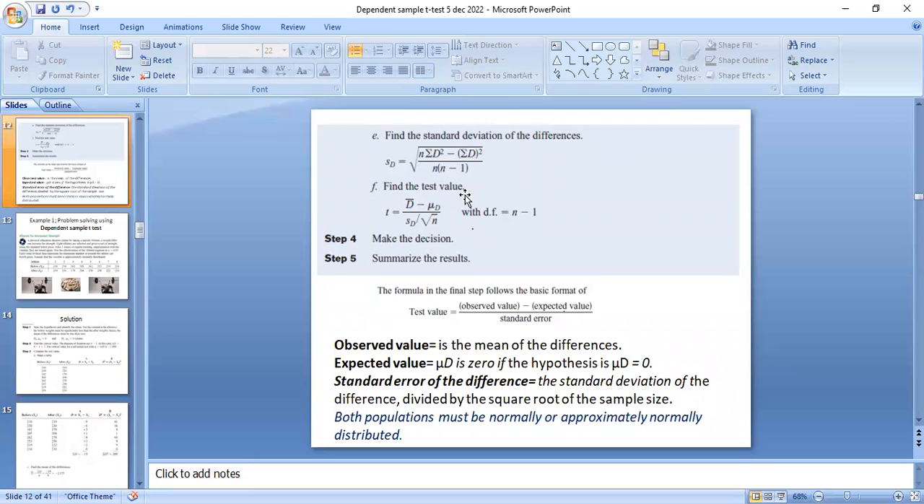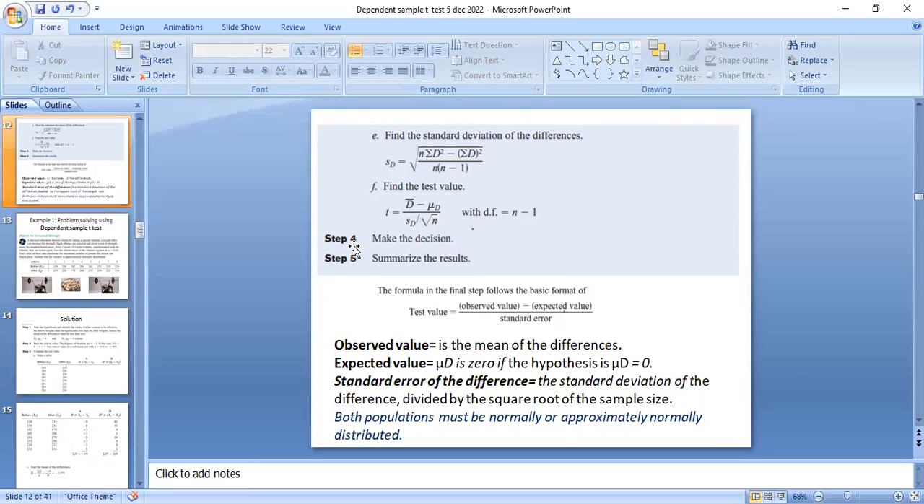Then we find the test value. The formula is d bar, the mean of the differences, minus mu d, over the standard deviation over the square root of n, where d.f., the degrees of freedom, is equal to n minus 1. N is the sample size.